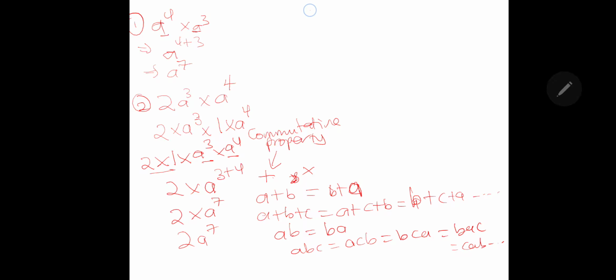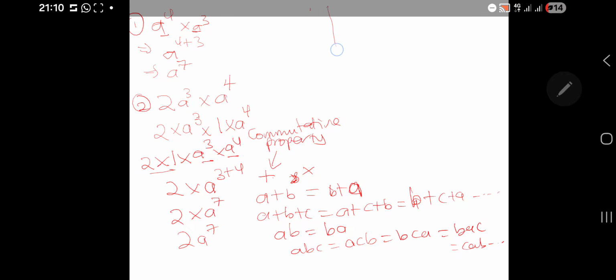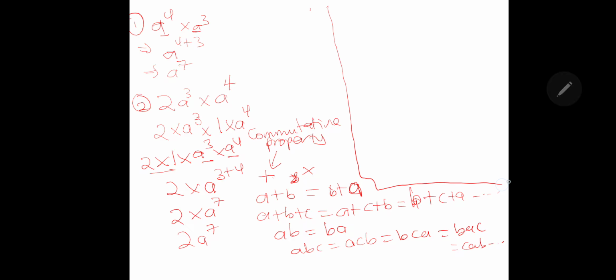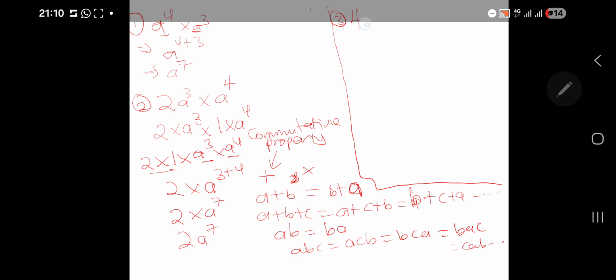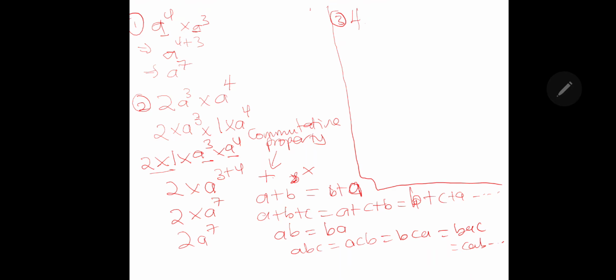Okay, so the next example I'm going to give is going to look a bit complex, but it's not. The next example is: 4a cubed multiplying 7a squared. If you've understood what I've said, you can just pause it, solve it on your own, then later compare the answer to what I have.